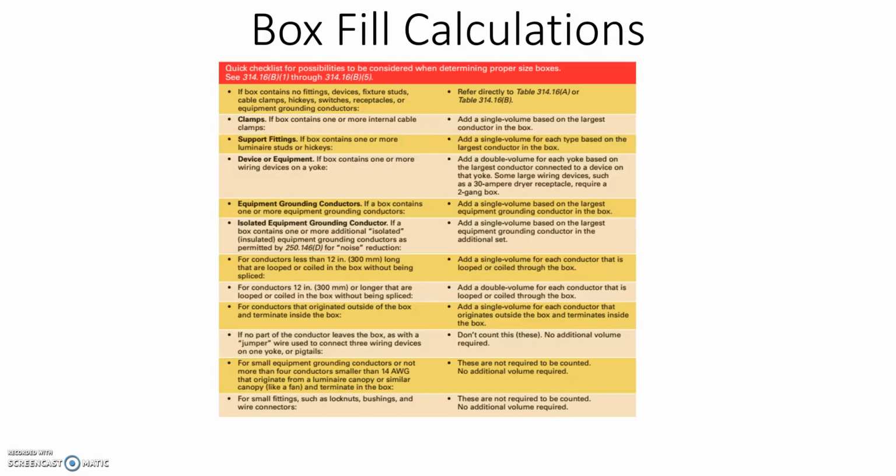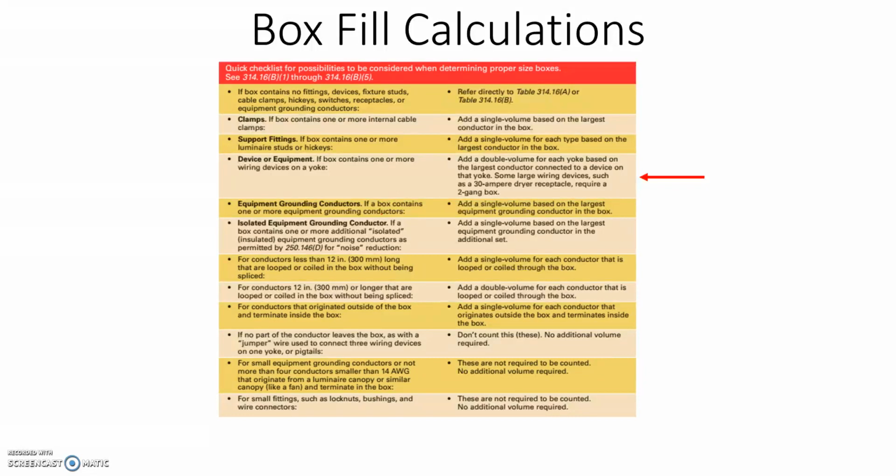And as I go down the list, do we have internal cable clamps? No. A single volume for each. Support fittings? We don't have any support fittings. Do we have devices? Yes, we absolutely do. So we'll have to account for them. And they tell us we're going to count a double volume of the largest conductor in the box. Alright. So moving down, we have add a single volume for equipment grounding conductors. We said we don't have those. Isolated grounds we don't have.